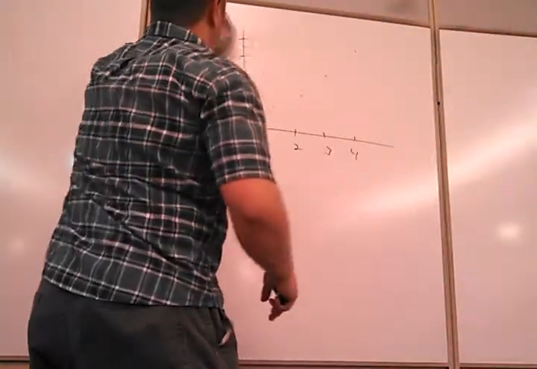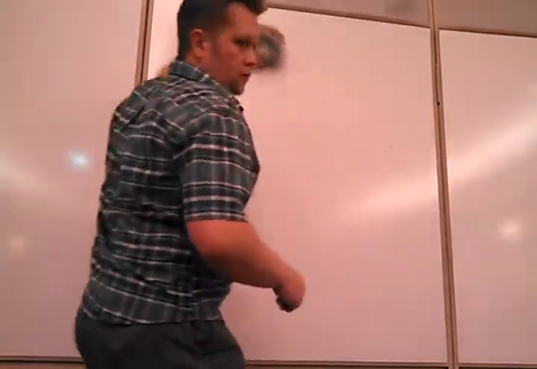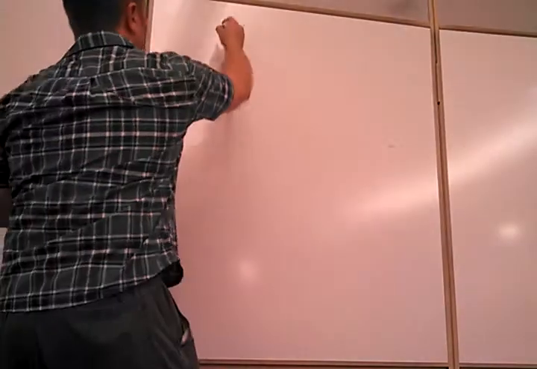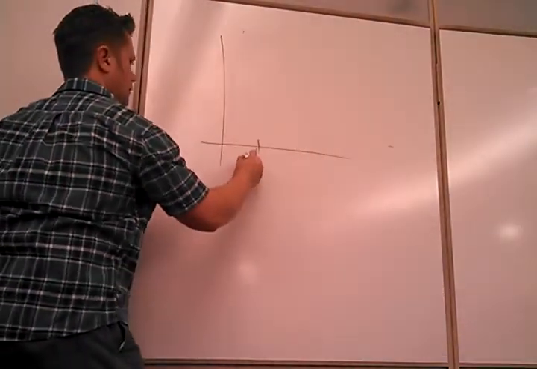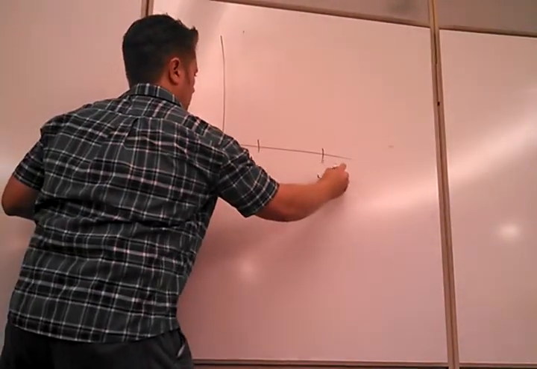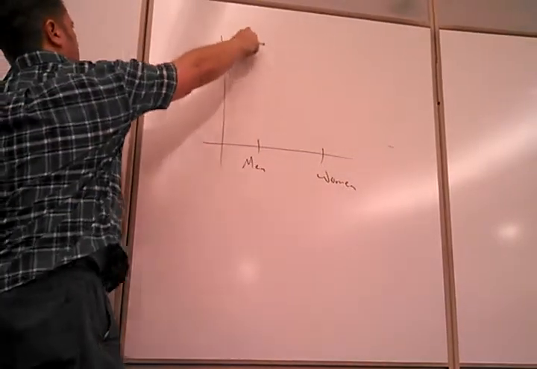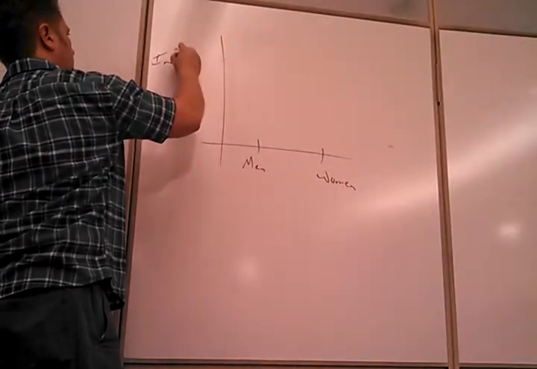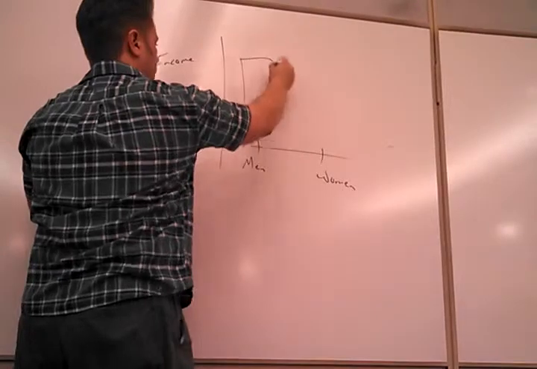But another way that's used to mislead people is if I had a graph showing men and women and income, and I had something like this.